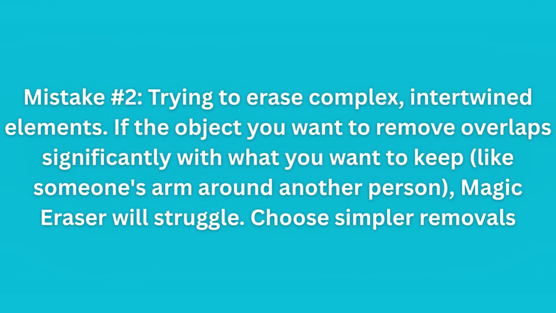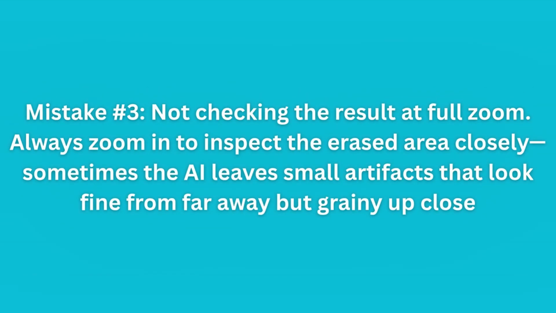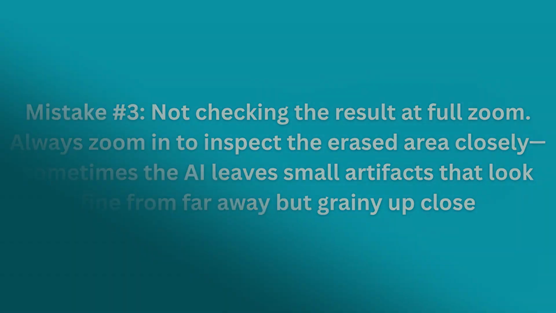Mistake number 2. Trying to erase complex, intertwined elements. If the object you want to remove overlaps significantly with what you want to keep, like someone's arm around another person, Magic Eraser will struggle. Choose simpler removals. Mistake number 3. Not checking the result at full zoom. Always zoom in to inspect the erased area closely. Sometimes the AI leaves small artifacts that look fine from far away, but grainy up close.